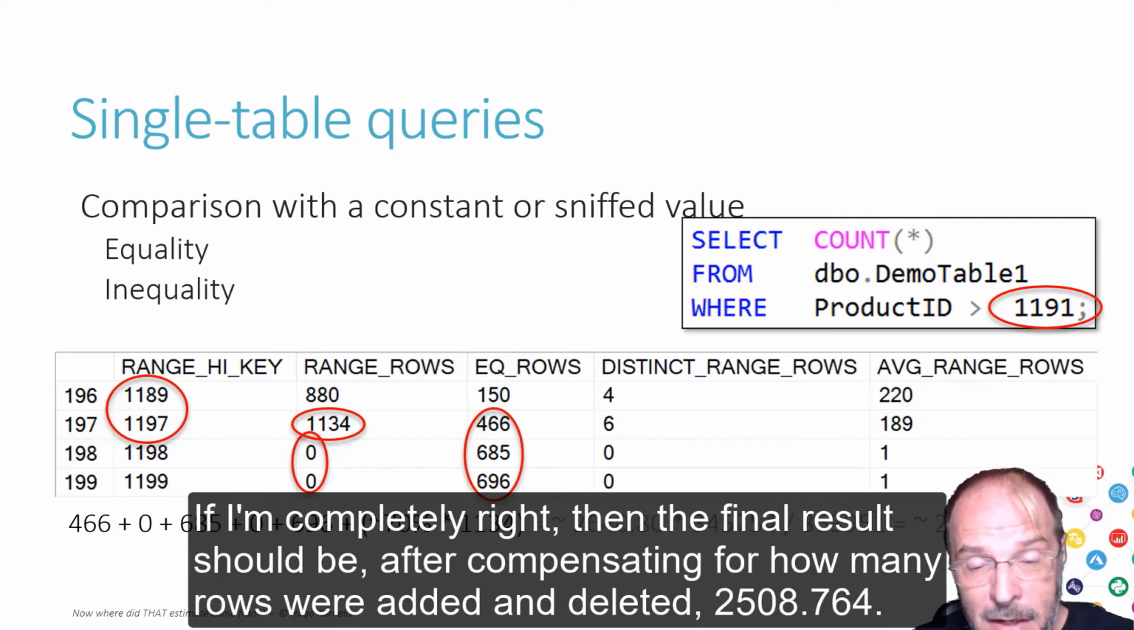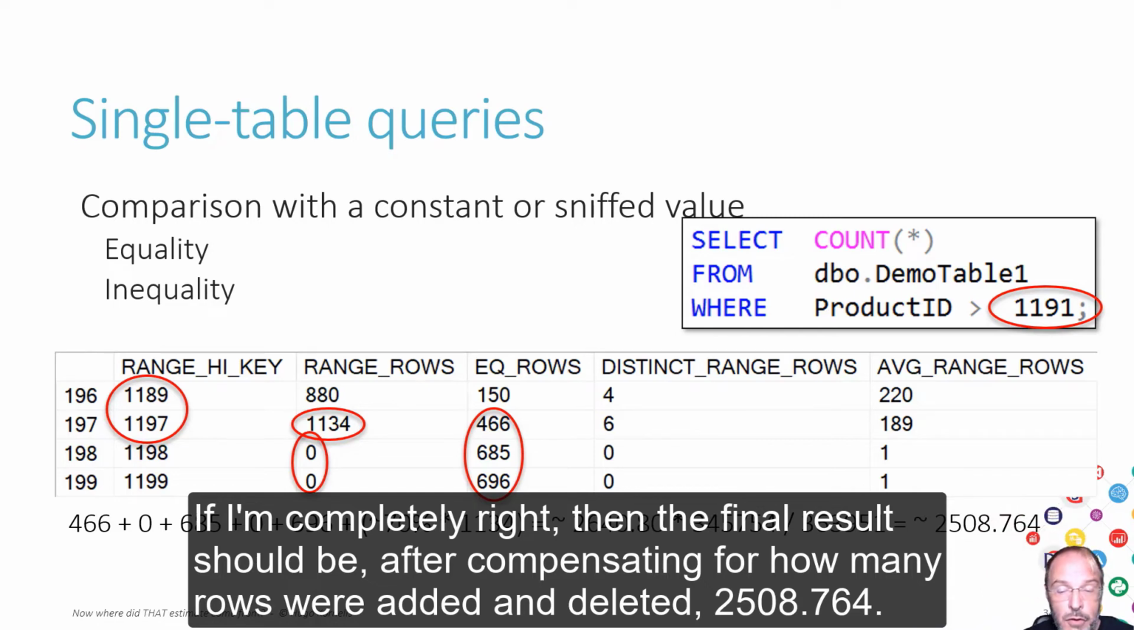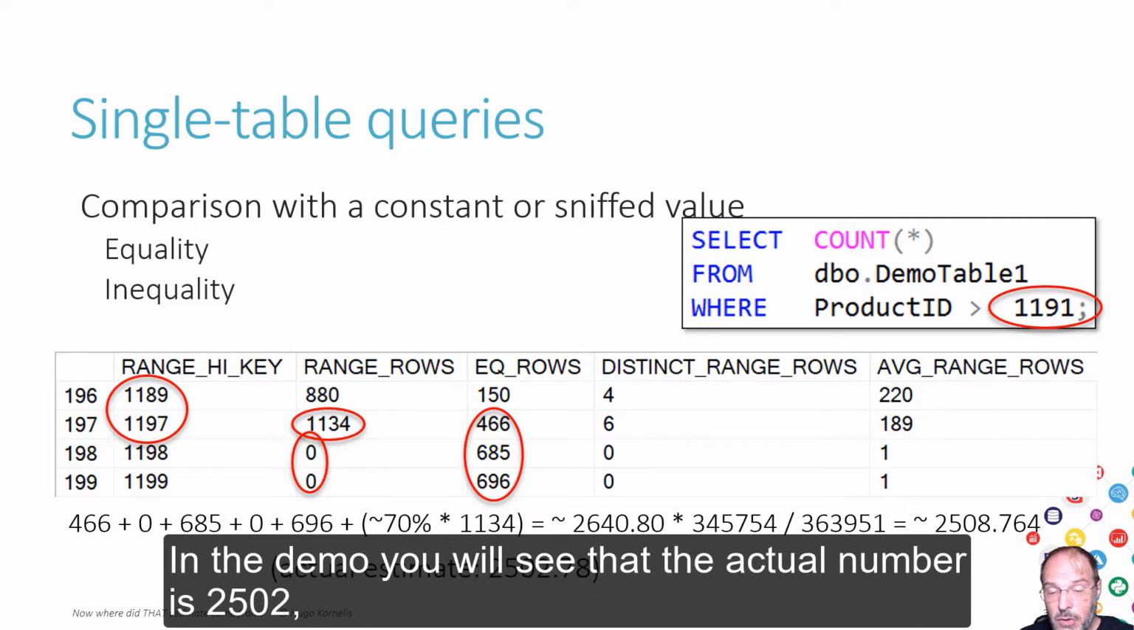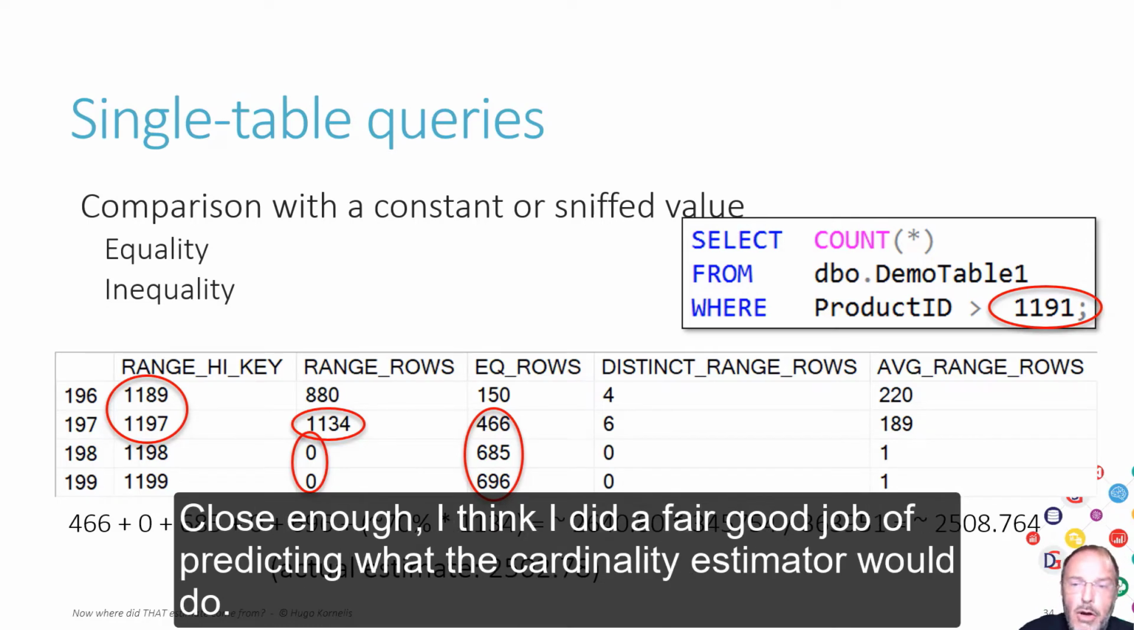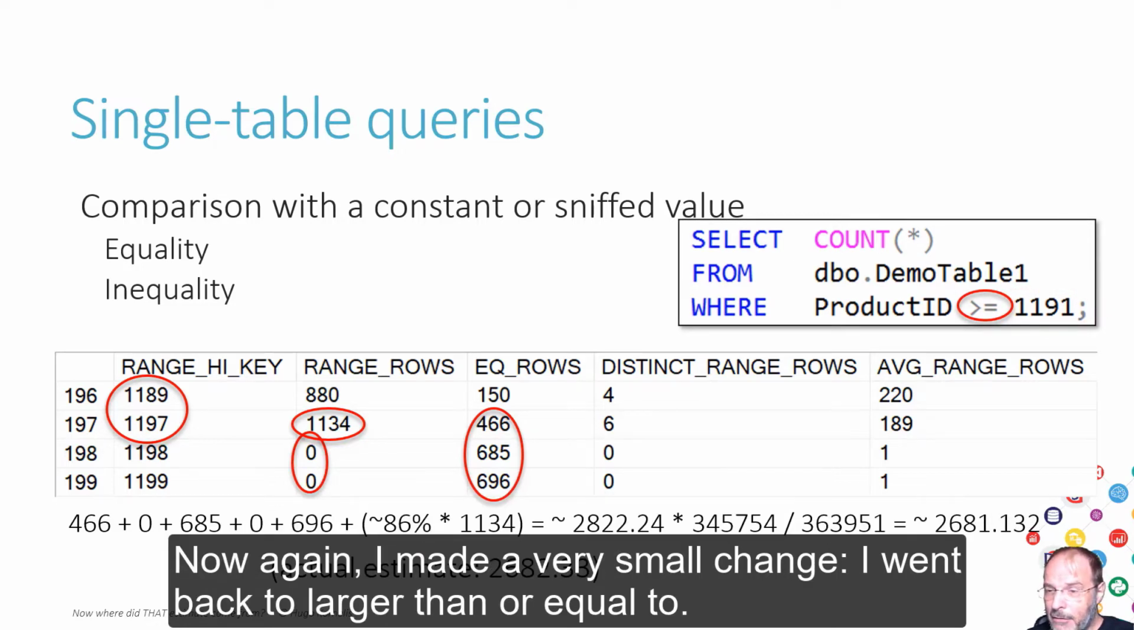If I'm completely right, then the final result should be, after compensating for how many rows were added and deleted, 2508.764. In the demo you will see that the actual number is 2502, which means that in reality SQL Server didn't use 70% but something like 69.8%. Close enough. I think I did a fair, good job of predicting what the optimizer would do, what the cardinality estimator would do. Now again I made a very small change.